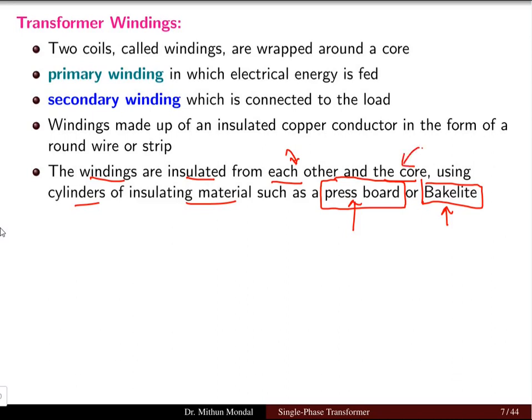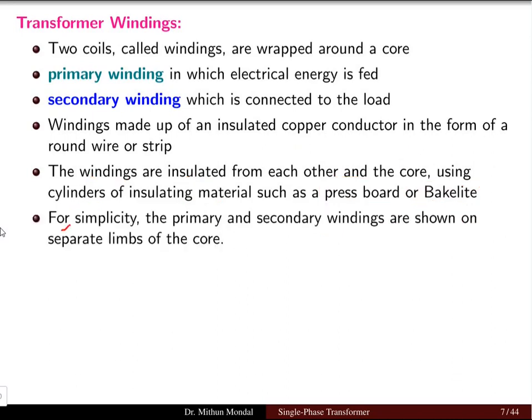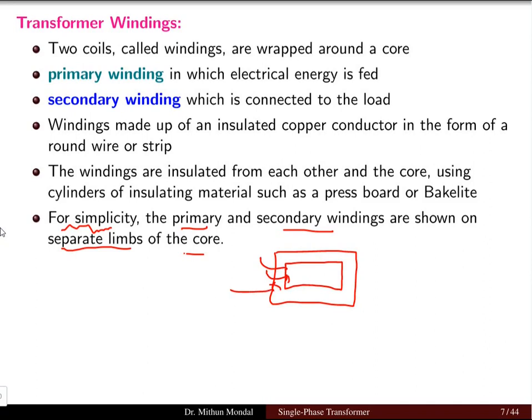as well as the core and the winding. Note here that for simplicity of understanding, in the lecture we will take the primary winding and the secondary winding on two separate limbs of the core. So if we take the core as rectangular, we are taking the primary winding on one leg of the core and the secondary winding on another leg of the core, which is not so in the case of a practical transformer.